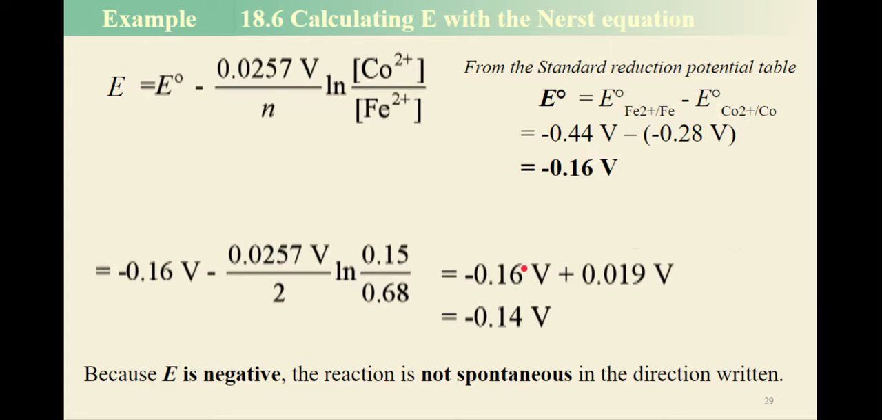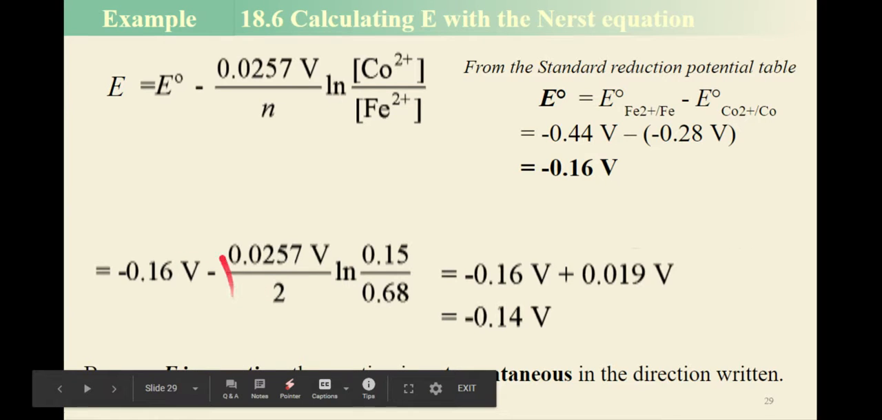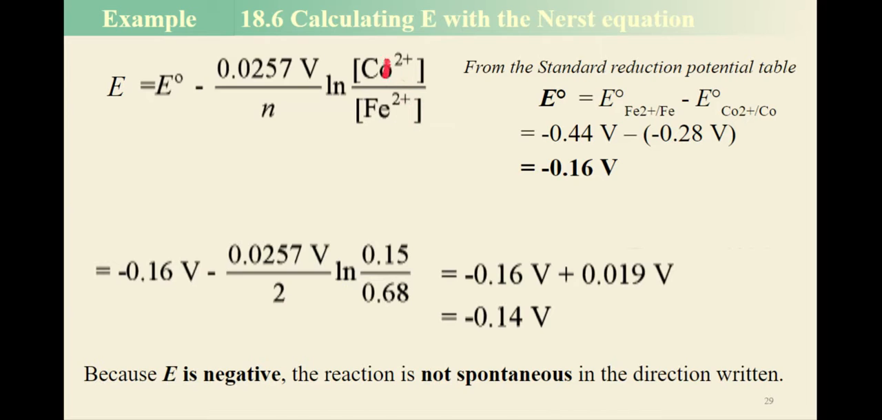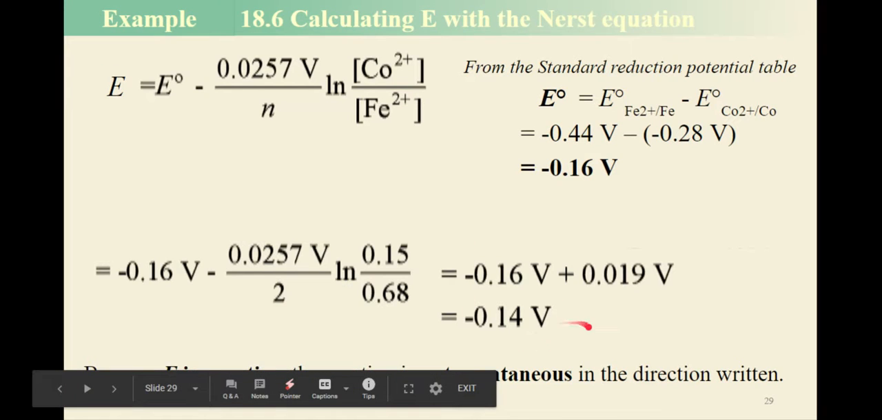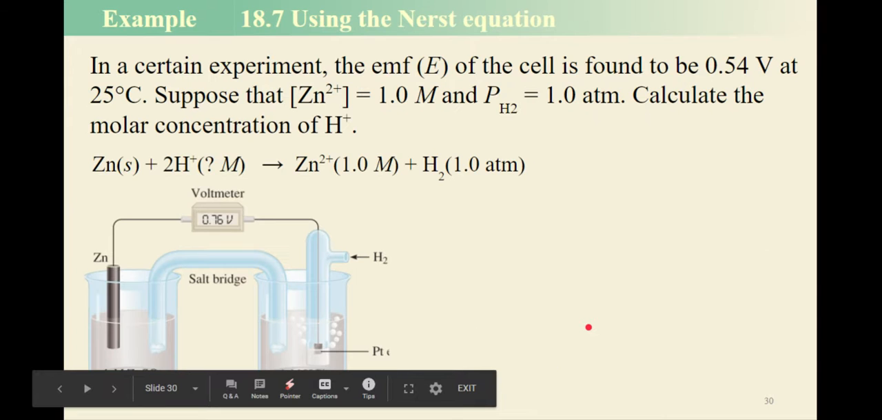Now, if we wanted to figure out exactly at what concentrations this reaction could be spontaneous, what we could do is go back to this, and this would still be negative. We'd pretty much plug everything else in, except we would set E to 0 and then solve for this ratio. And we would need to find out just how small this value would have to get before it was spontaneous. But again, because it was negative, it's not spontaneous.